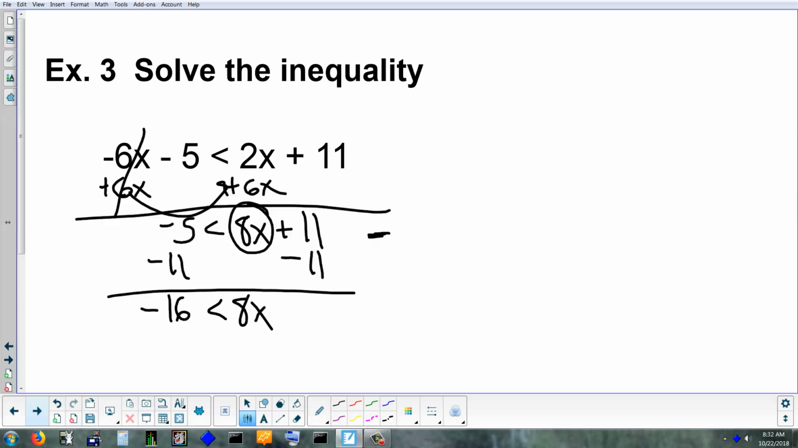So what am I going to have now? What will be first? 8x. Which way is my arrow pointing? Is it pointing towards the 8x or away? Away. Away from it. Then the last thing will be what? Negative 16. All I did was just flip it around, like I told you guys last week. Pay attention to the arrow. In this case, it was pointing away from the 8x, or think of it this way, towards the negative 16. All right? One more step. Brady, what's my last step?